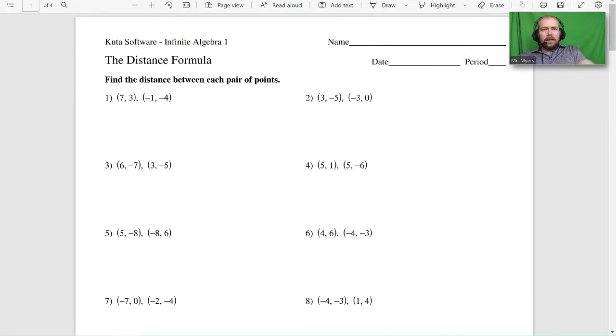This is a worksheet on the distance formula. And the distance formula is kind of long, but it goes something like this, and I'll write it over here where the name goes. It goes distance d equals square root of x2 minus x1 squared plus y2 minus y1 squared.